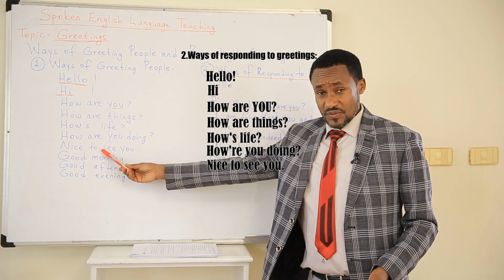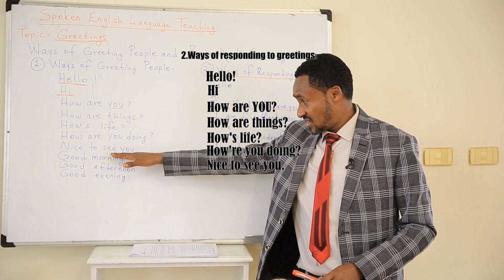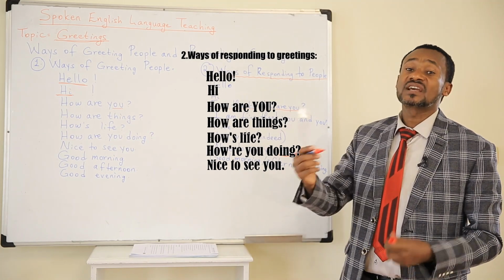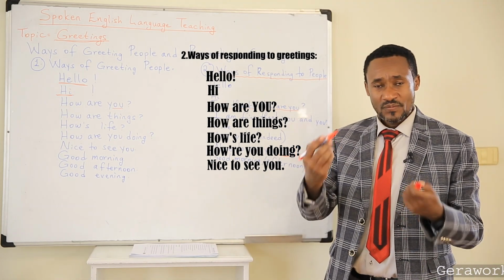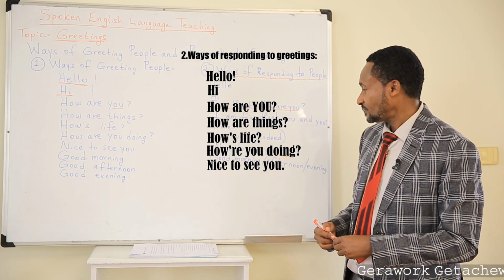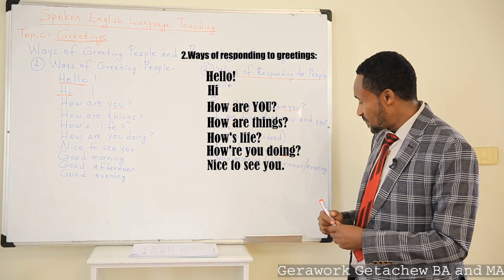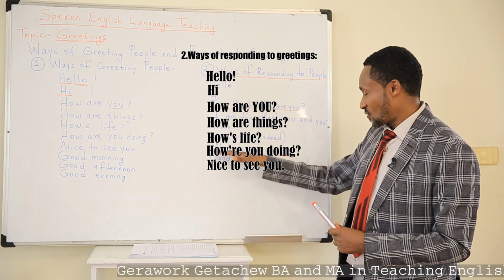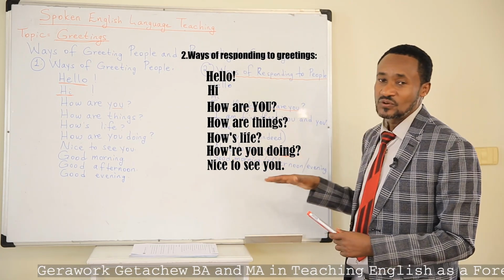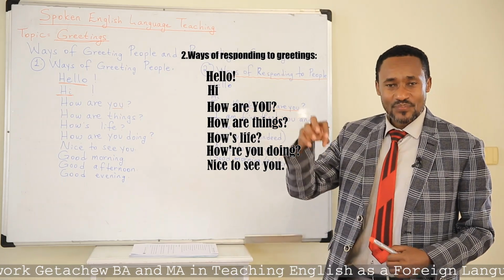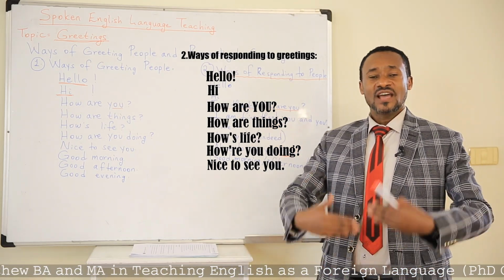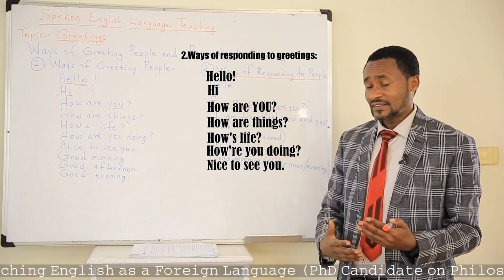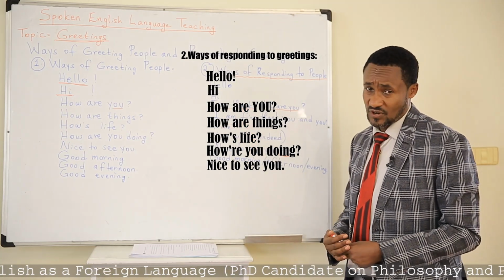The other way, when you meet a new stranger or a new guest for the first time, you can say, nice to see you, or glad to see you, or glad to meet you. Your response is, nice to meet you too, T-O-O, added at the end. Or you can say, glad to meet you too. Or you can say, I am pleased to meet you. This is the way you give greetings to a person.